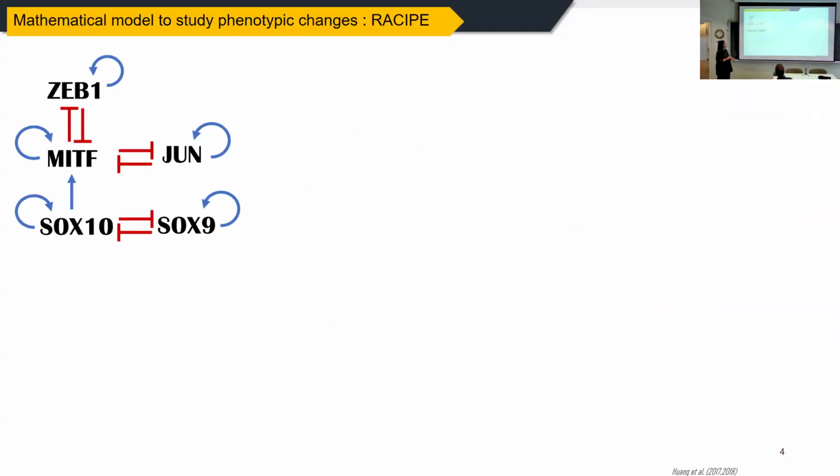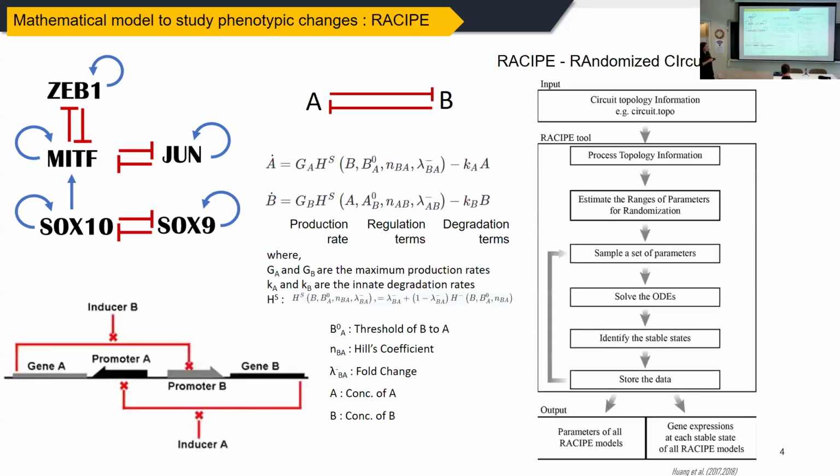Now, to answer this, we took a bottom-up approach where we modeled a gene regulatory network that comprises transcription factors that are commonly implicated in this proliferative to invasive transition. And then we incorporated the literature-derived regulatory links among them. For example, MITF inhibits ZEB1, so all the hammerheads are basically repression and all the arrows are activation.